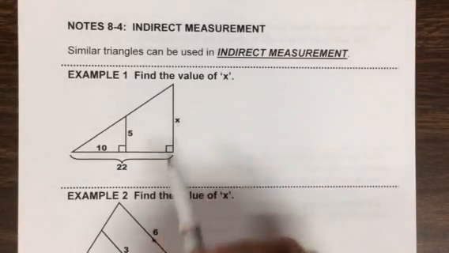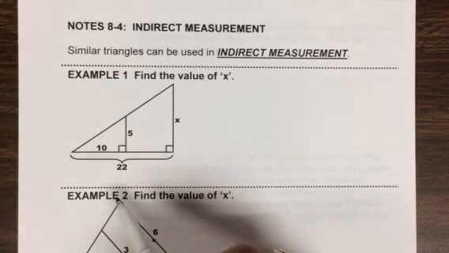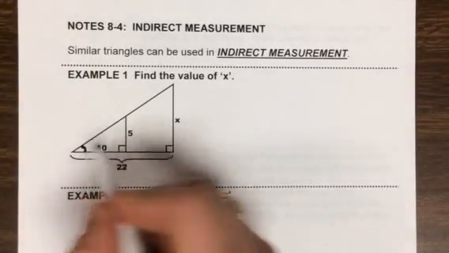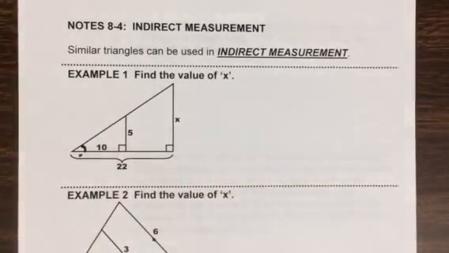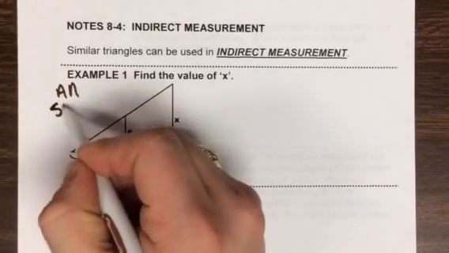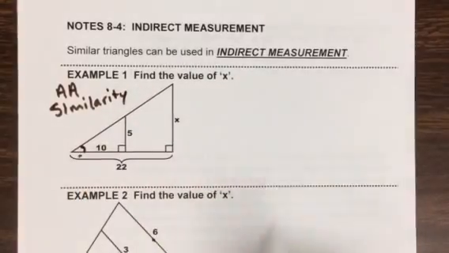So we're missing this piece right here. The first thing is I've got to look at it and go, do I have similar triangles? Well, we know we have one angle and they share a second angle. So by angle-angle similarity, I know that I have similar triangles. So because they're similar, sides are proportional.